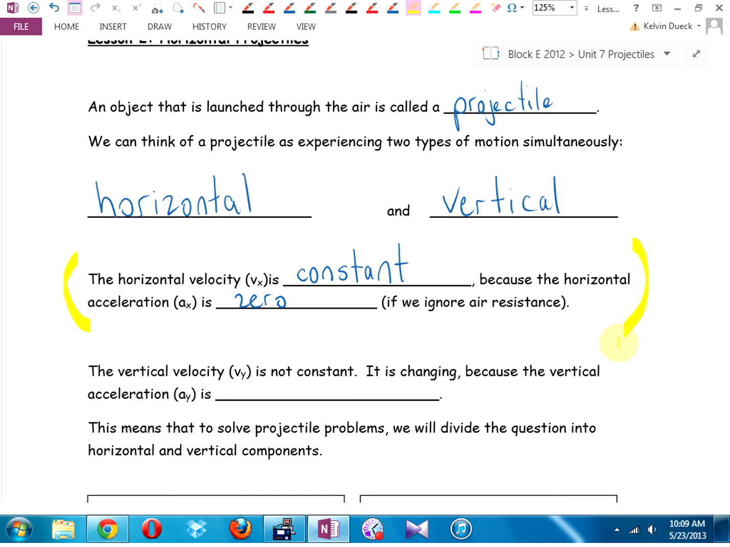Vertically, the vertical velocity is not constant because it slows. If you throw something, it slows down and then speeds up. In fact, I know the acceleration. What's the vertical acceleration of an object when you throw it? Negative 9.8. It's in free fall vertically.